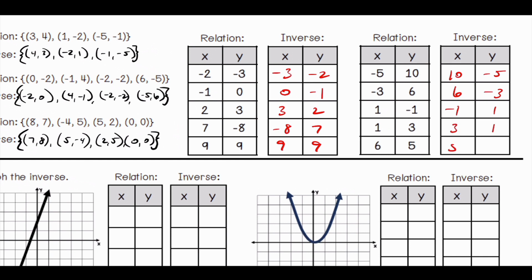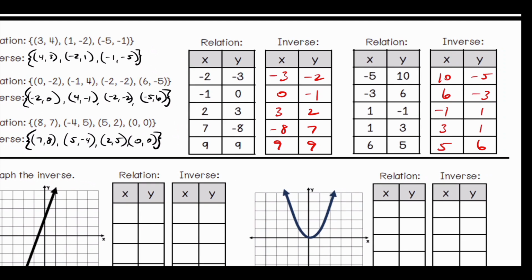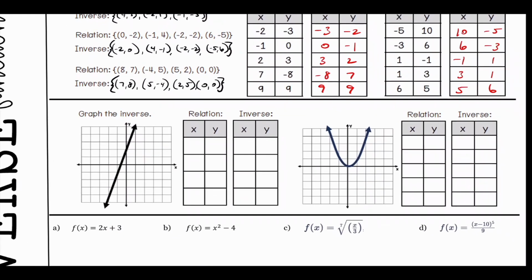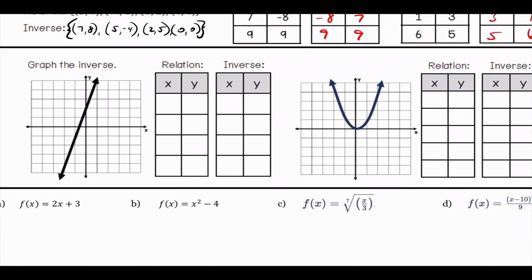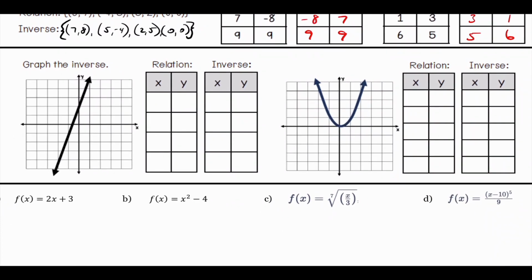You're just switching spots. X's become Y's, Y's become X's. Okay. Middle example, graphs, just like we did in the front. Original.